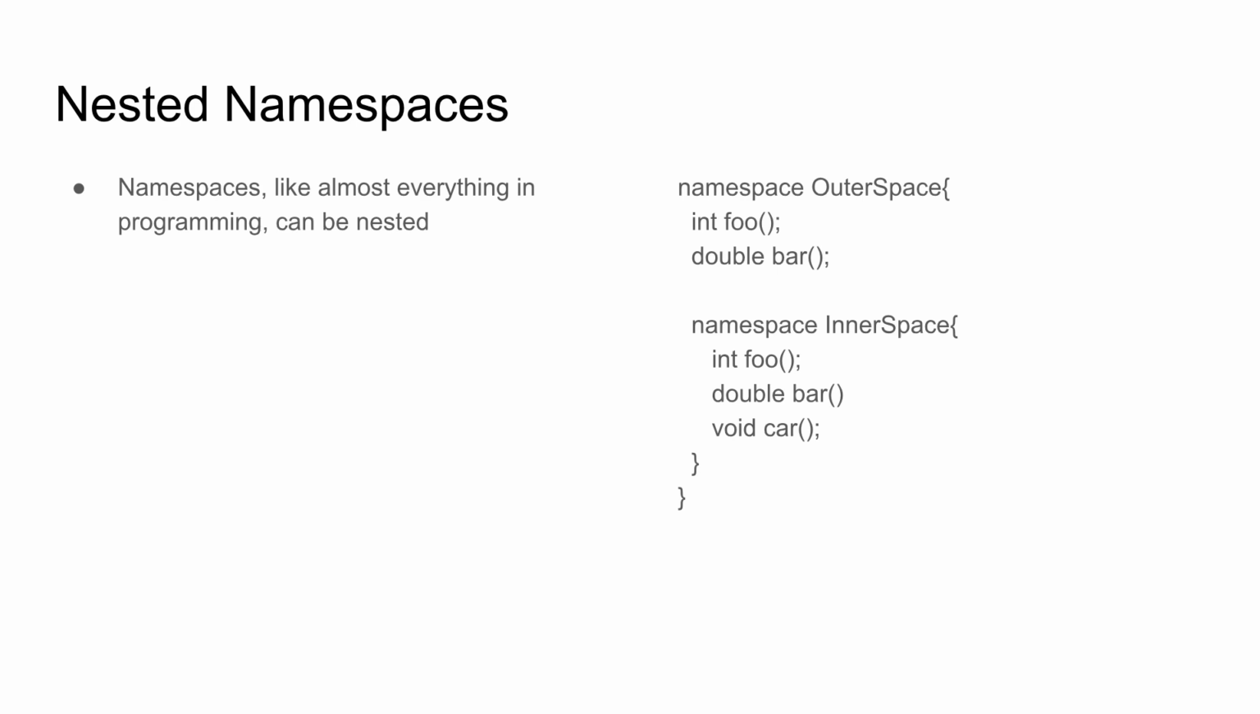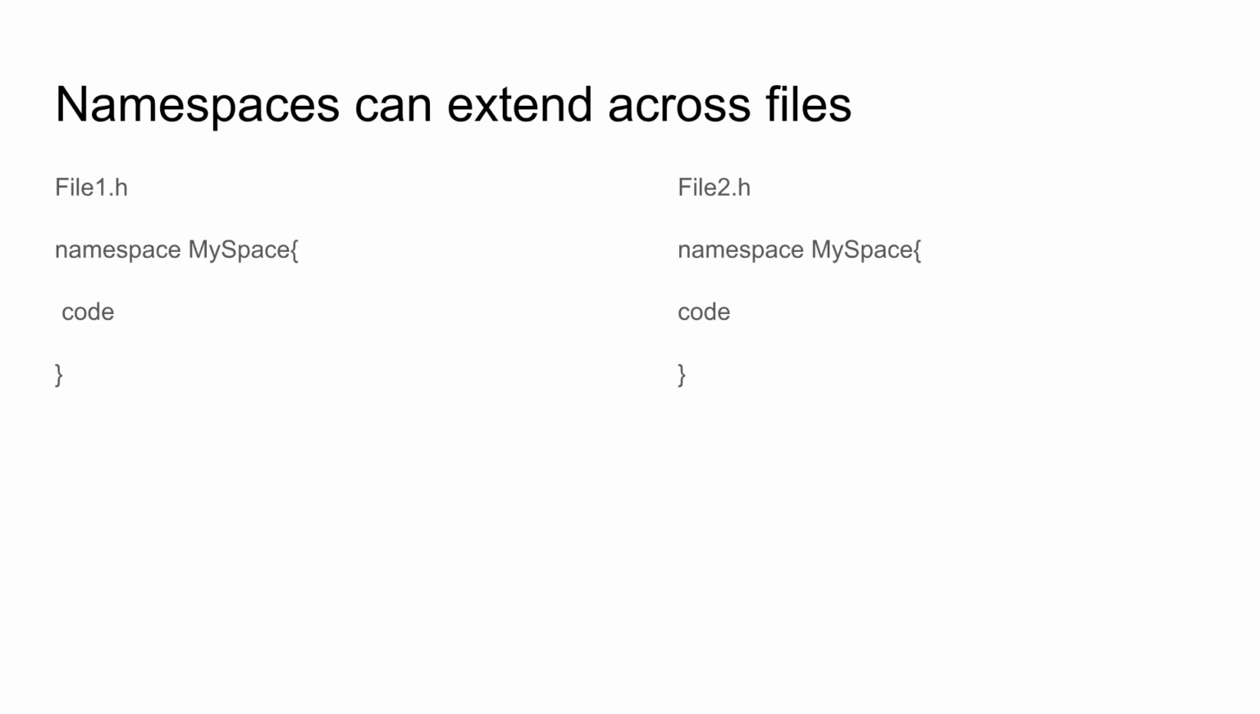Yeah? So you have two MySpace. These are just considered to be part of the same namespace. They're not part of the same file, right? They're in two separate physical files, but they are logically considered to be in the same namespace.